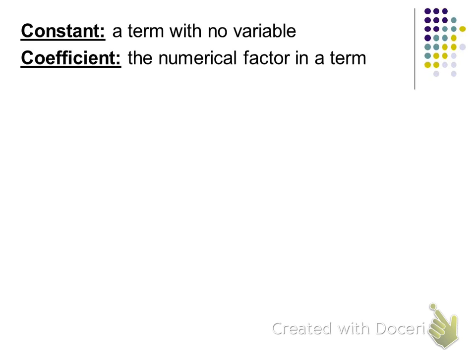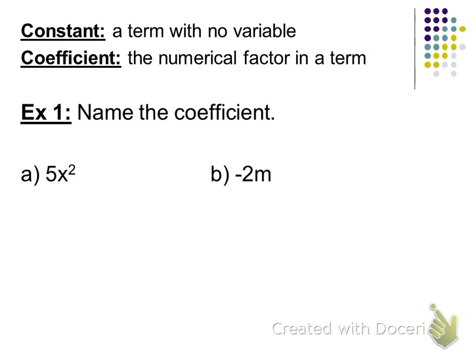All right, and a coefficient is the numerical factor in a term. I always like to think of your co-workers, people that you work with. A coefficient is a number that works with a variable. Okay? They coexist. They're right there next to each other. Coefficient.